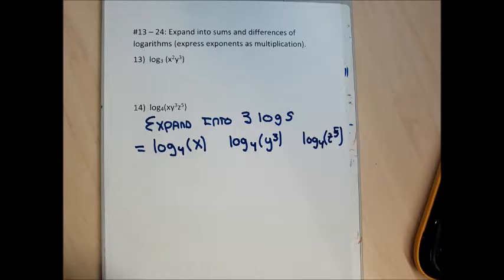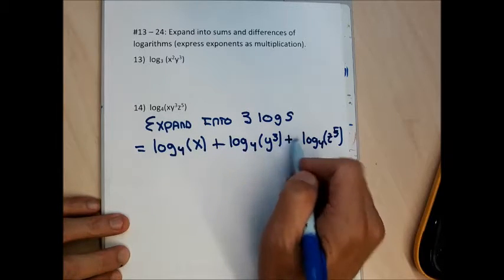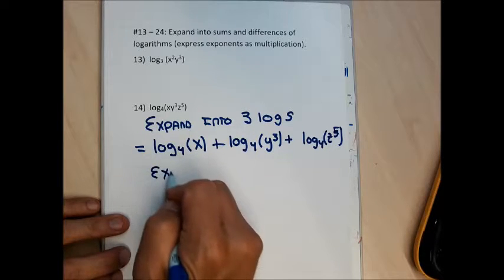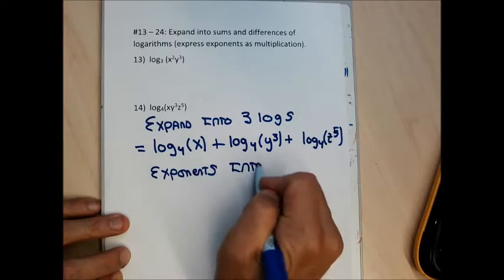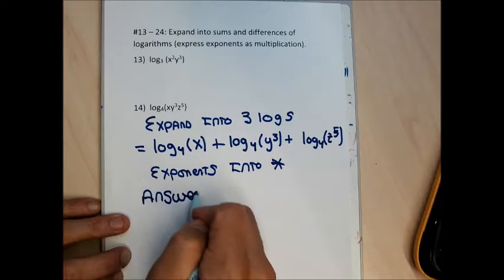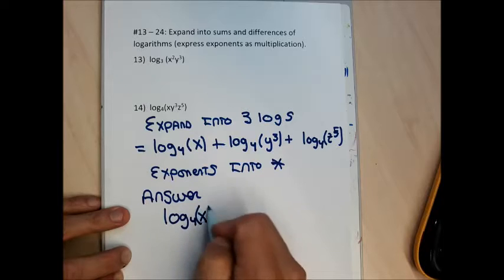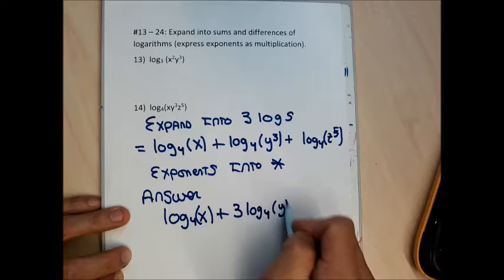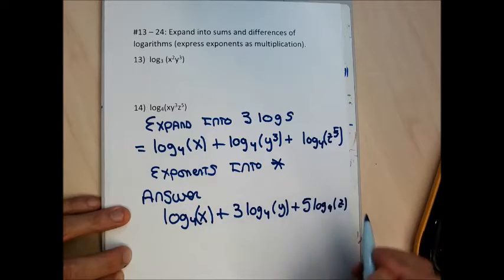The only time I get a minus is if a letter's in a denominator. Since there isn't a fraction, there's no minus signs. Now, I'm going to make the exponents into multiplication and get my answer for problem 14. My answer to number 14 is going to be the log base 4 of x plus 3 times the log base 4 of y plus 5 times the log base 4 of z, making the exponents into multiplications.